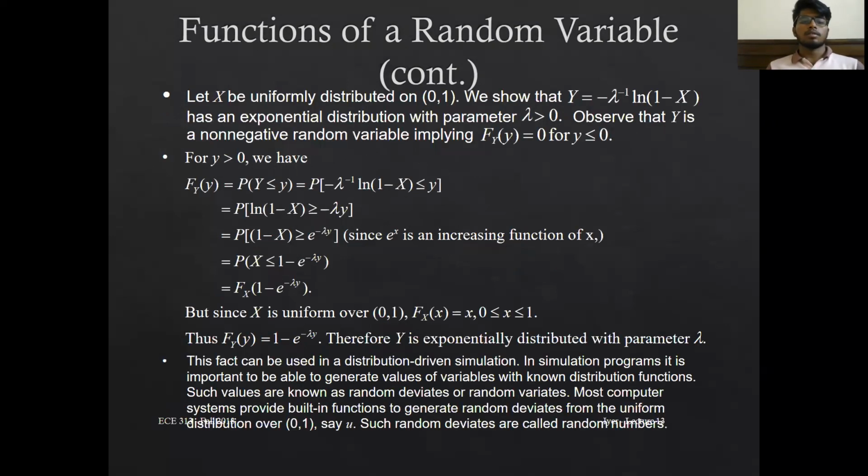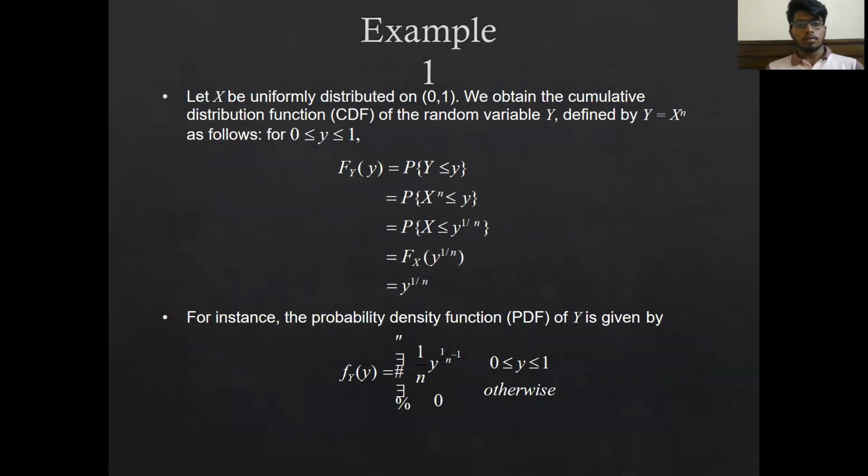Let X be uniformly distributed on 0 comma 1. We show that Y equals minus lambda power minus 1 log of 1 minus X has an exponential distribution with parameter lambda greater than 0. Observe that Y is a non-negative random variable, implying F_Y of y equals 0 for y less than or equal to 0. For y greater than 0, we have F_Y of y equals P of Y less than or equal to y, equals P of minus lambda power minus 1 log of 1 minus X less than or equal to y.